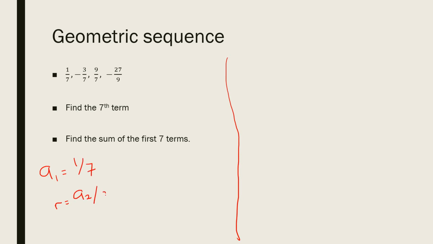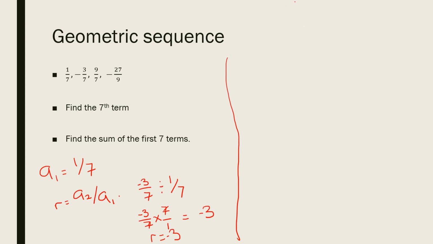A2 over A1. What's our A2? Minus 3 over 7 divided by 1 over 7. So what can we do? We can flip it and it becomes multiplication. So that's minus 3 over 7 times, so this goes up and this comes down, 7 over 1. So this cancels, so our R is actually minus 3. Okay, our common ratio is minus 3.